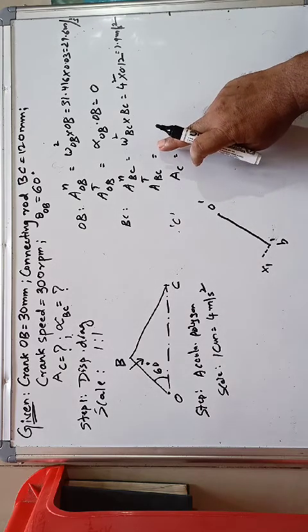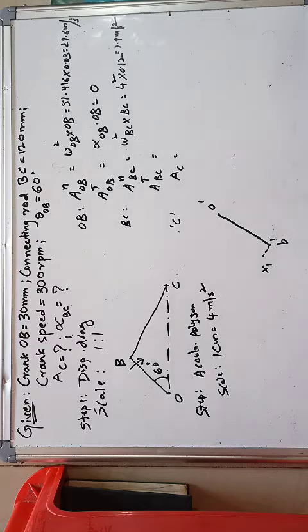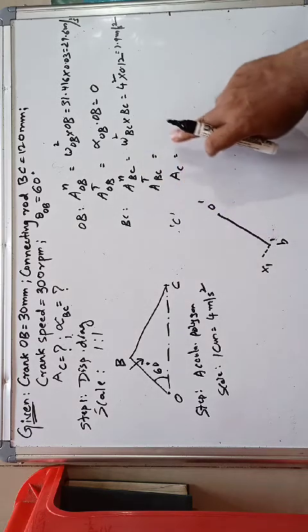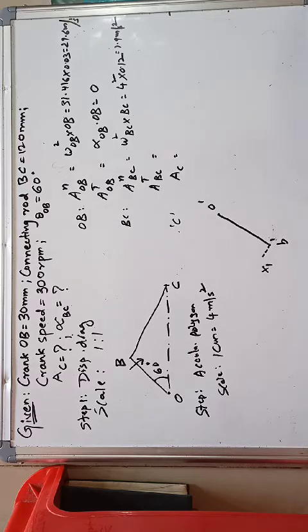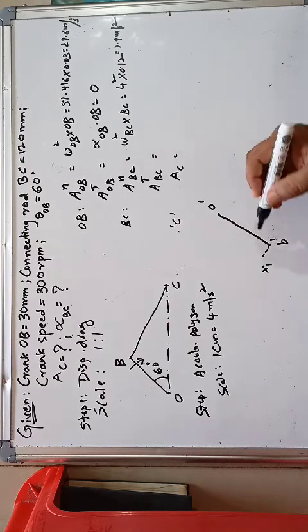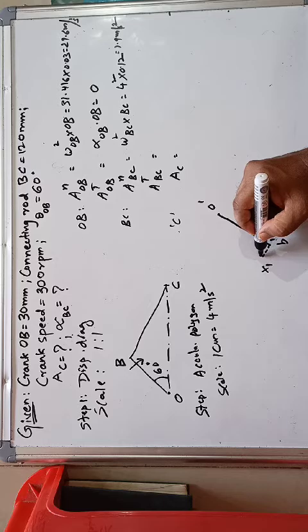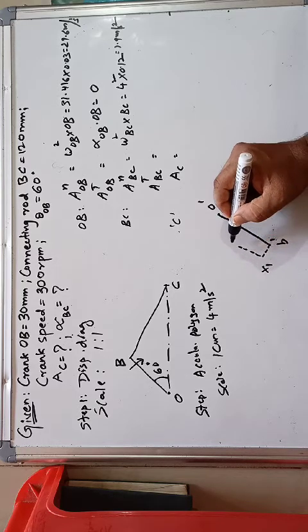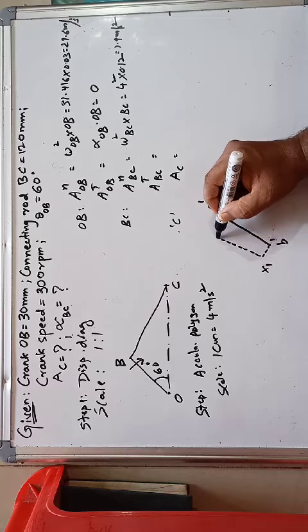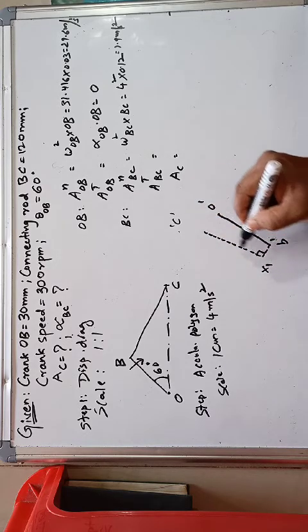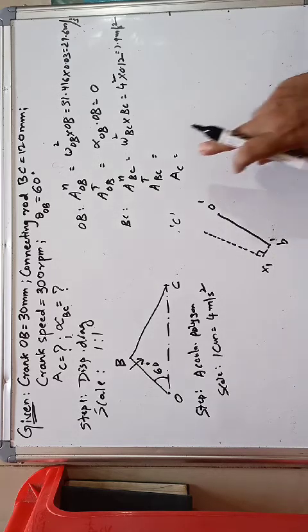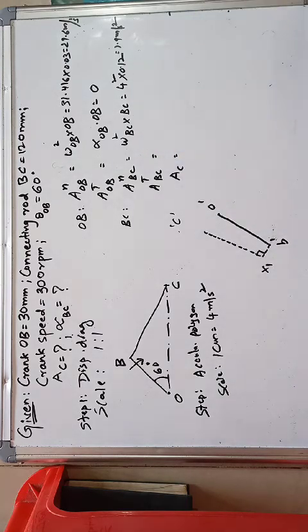And the tangential component, its direction is known, its magnitude is unknown. But what is the direction? Its direction is perpendicular to this link. So you draw a line perpendicular to this. This is 90 degrees. You draw a line, right? So its magnitude is unknown, but direction is known.